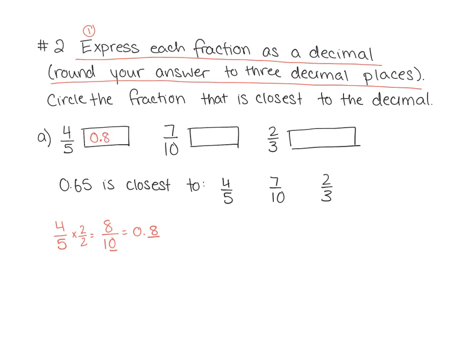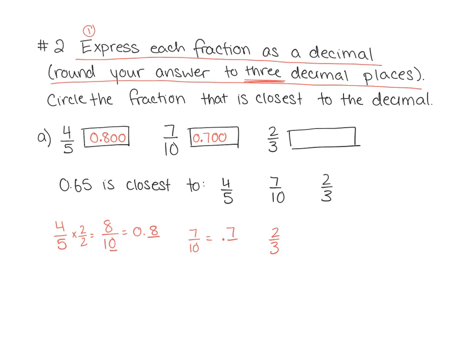So 4/5 is the same thing as 0.8, and then you can add 2 more zeros after it so that it goes to 3 decimal places. For 7/10, well, it's already done as a power of 10. So I need one place after the decimal, it's a 7. And then if I still need 2 more places, I just fill them in with zeros.